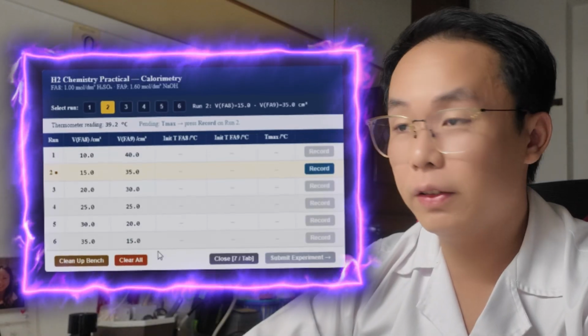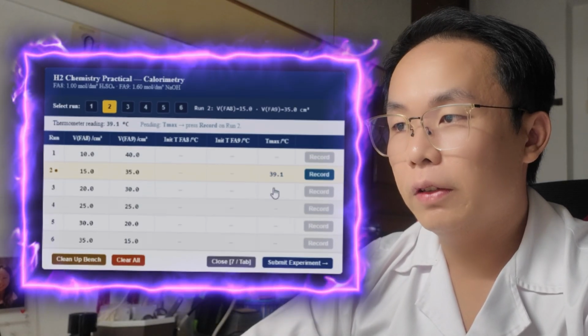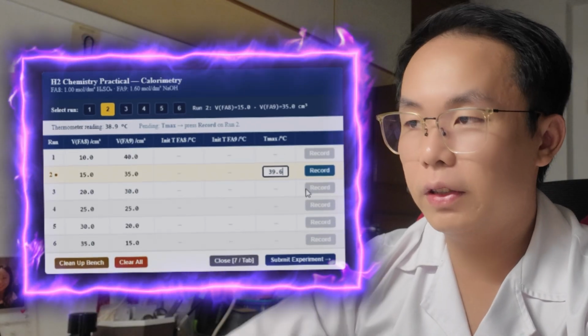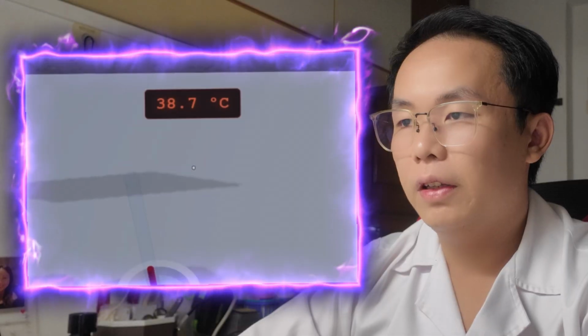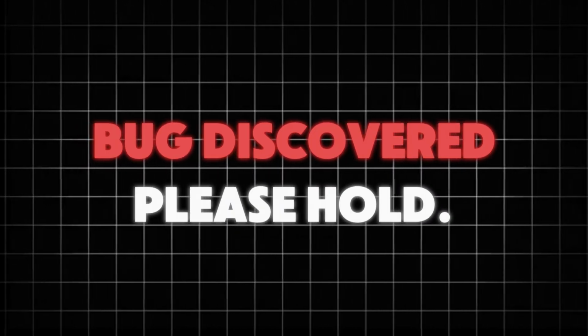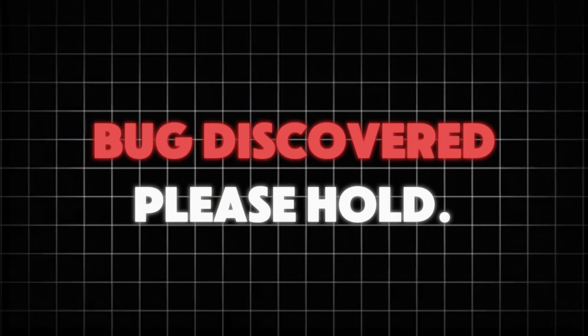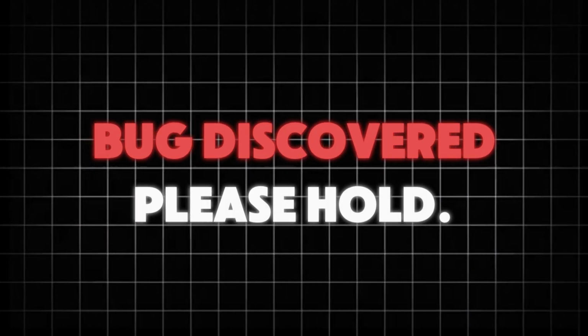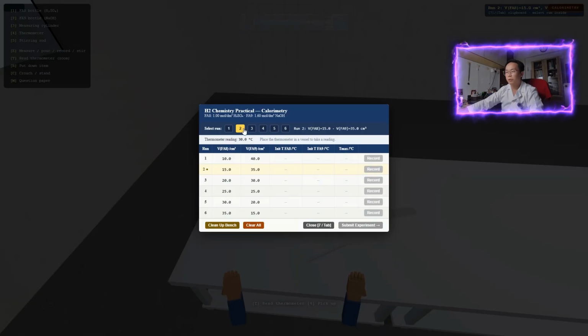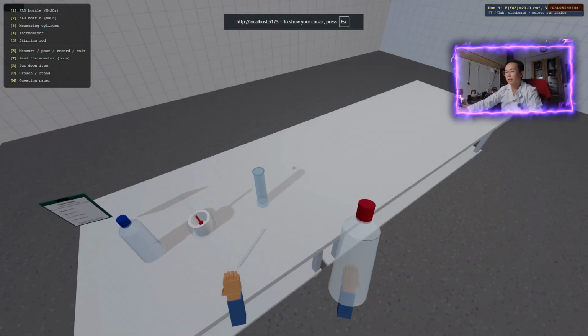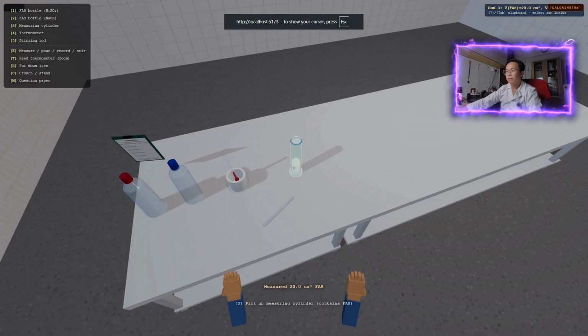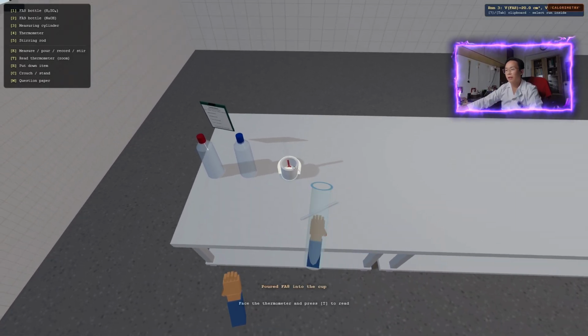Okay, so 39.6. Clean out the bench, again goes to 0, set number 3. So you can see it's just repeating this thing over and over again. So just to make sure that it works.